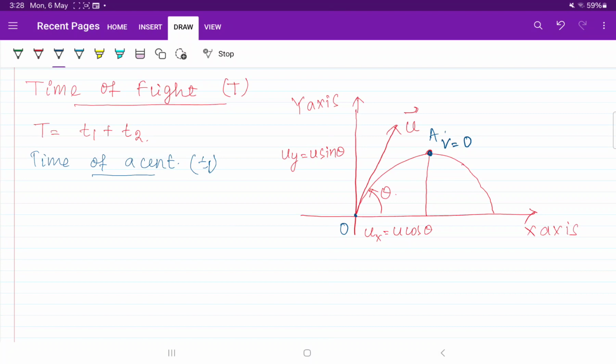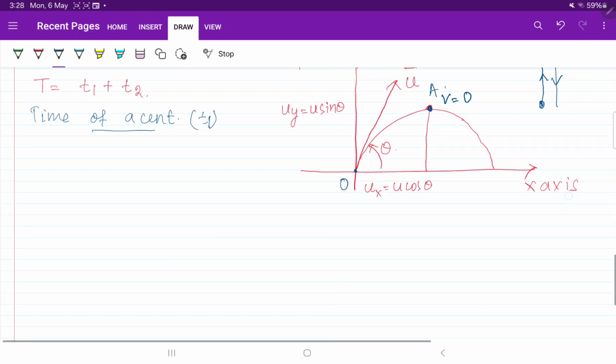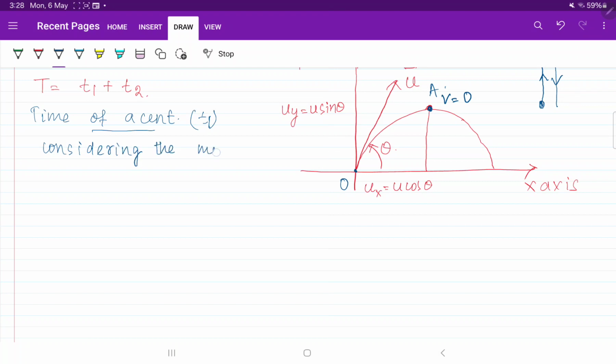You can also take the example, if you take a piece of chalk and throw it upward, then at the highest point the velocity is 0, and then it will start returning to the ground. So you can simply do this type of experiment in class also, it is quite simple. So time of ascent is actually taking place in the y direction, so we have to consider the motion along the y direction.